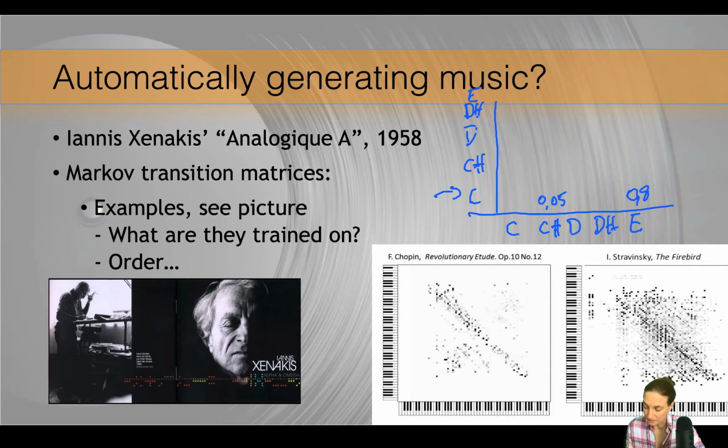Basically it can be represented or drawn as pixel intensities, whereby you have one note and a high chance of going to this note or a lower chance of going to that note. Okay, right. So let's listen to this Analogique A.